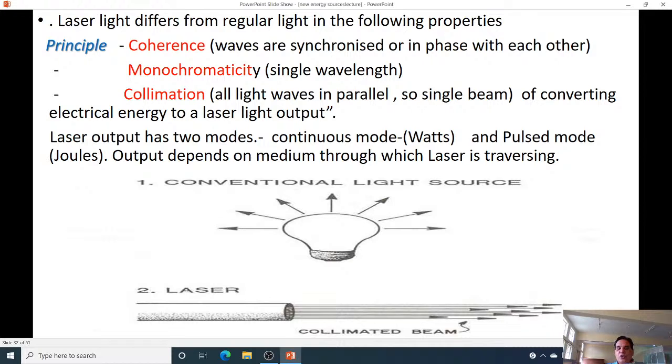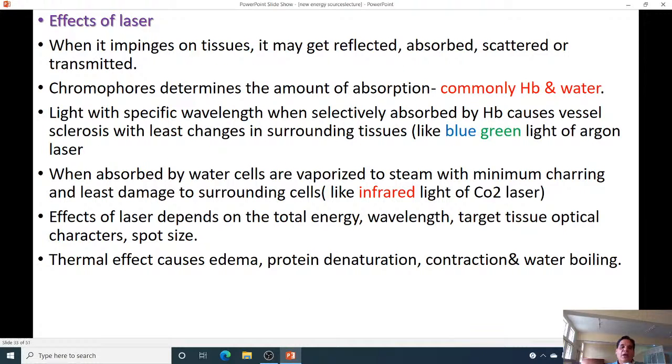This figure shows routine light, where the light is directed in all directions. But the laser light is a collimated beam. You can see here, it is going in a straight line. They do not change their course till they hit their object. Whenever they impinge on tissue, they can be reflected, absorbed, scattered or transmitted. These are four things that can occur.